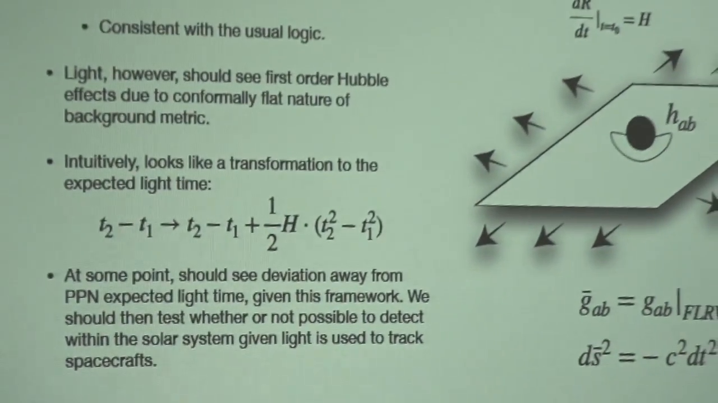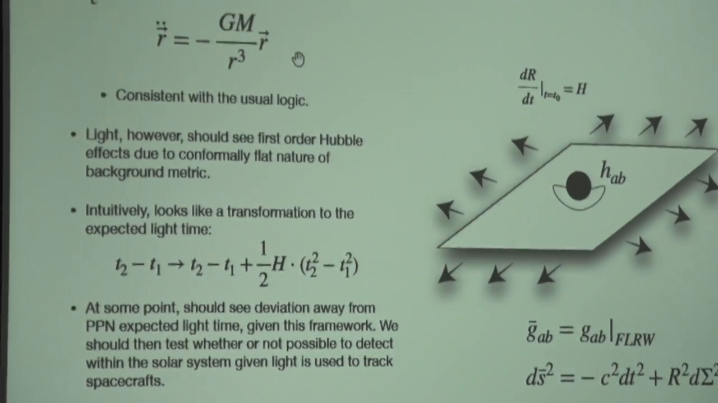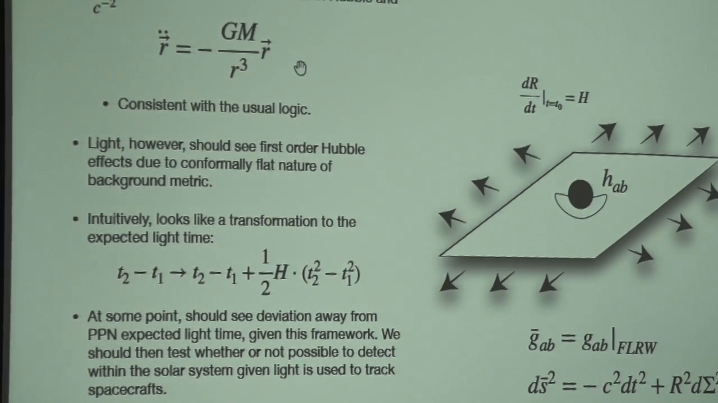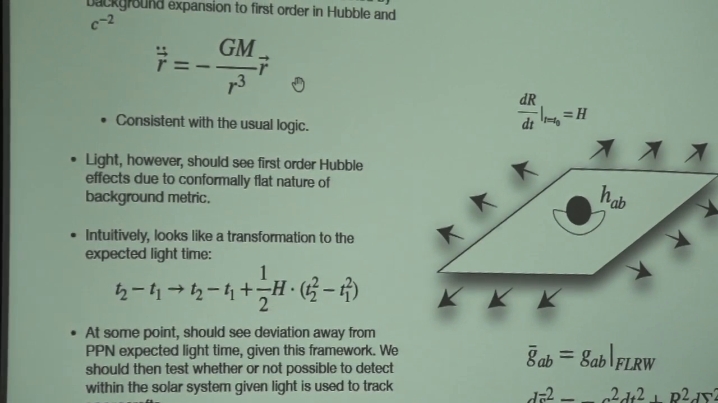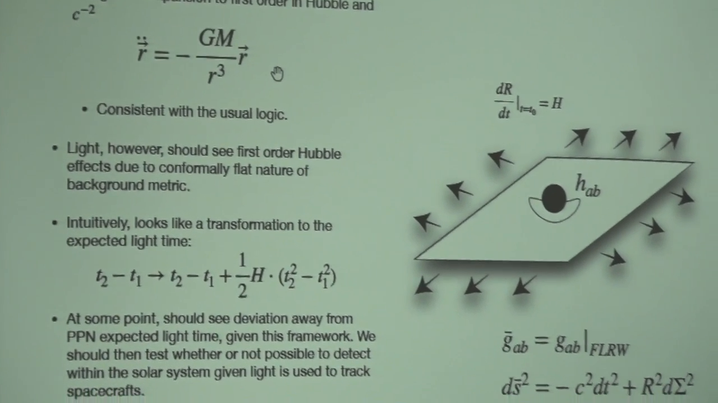Intuitively, what Sergei finds with the light time looks like a transformation to the expected light time of that form. Just add an initial term, 1/2 H (t2 squared minus t1 squared), where t2 is the time of reception and t1 is the time of emission. That's for a one-way signal.